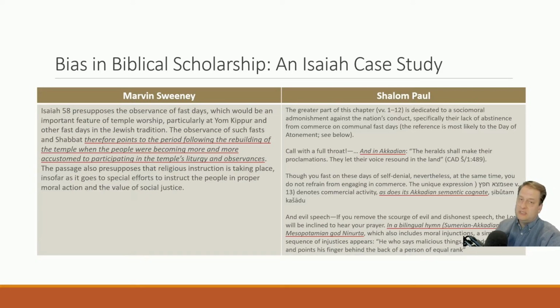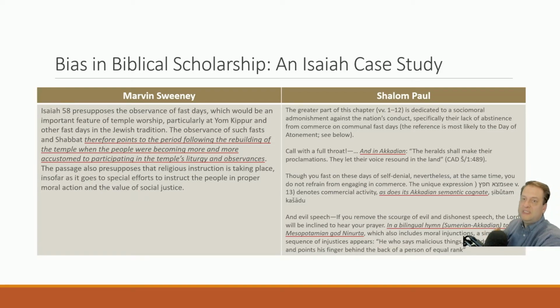Shalom Paul says, "The greater part of this chapter is dedicated to a socio-moral admonishment against the nation's conduct, specifically their lack of abstinence from commerce on communal fast days. The reference is most likely to the Day of Atonement. See below." Call with a full throat, and then he offers an Akkadian cognate.